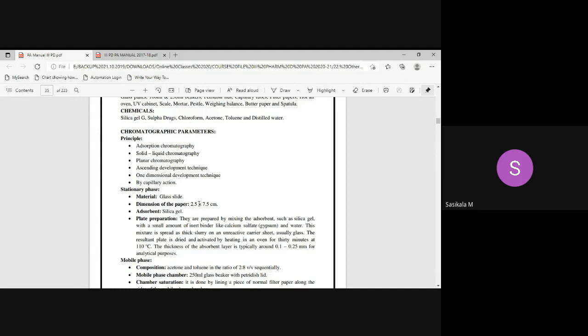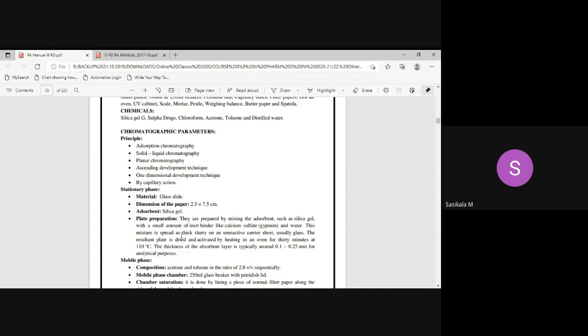The slide is 2.5 centimeter, that is the width, and 7.5 centimeter is the length of the plate. The length of the glass slide is 7.5 centimeter, and 2.5 centimeter is the width of that glass slide. Then the adsorbent used is silica gel G.